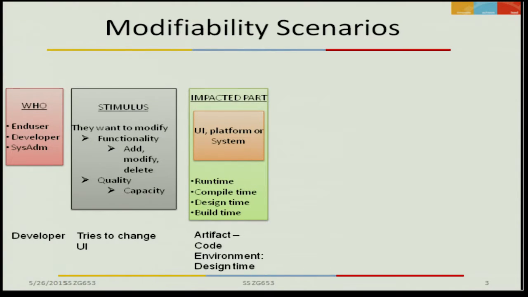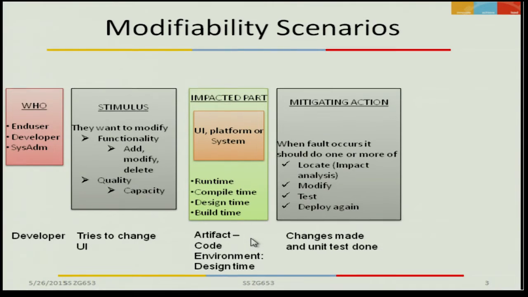In this particular example, when the developer is trying to change the UI, what is getting impacted is the code, and the environment is design time. So the artifact that's getting impacted is some part of the code, and the environment is a design time change. What is the mitigating action? The mitigating action is that when the change request occurs, the system should do one or more of these: locate, which is impact analysis, or modify, or test, or deploy again.